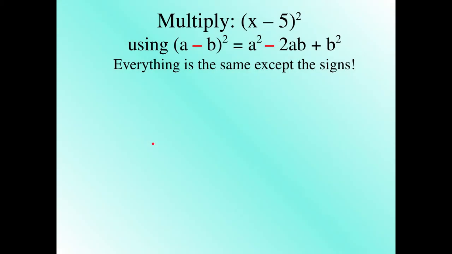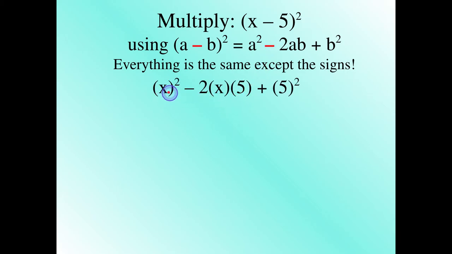All right, let's look and see. The only difference of this formula is there's a minus here. So notice your last term is always going to be a plus because two negatives make a positive. But if it's a minus in the squared binomial, it's going to be a minus here.